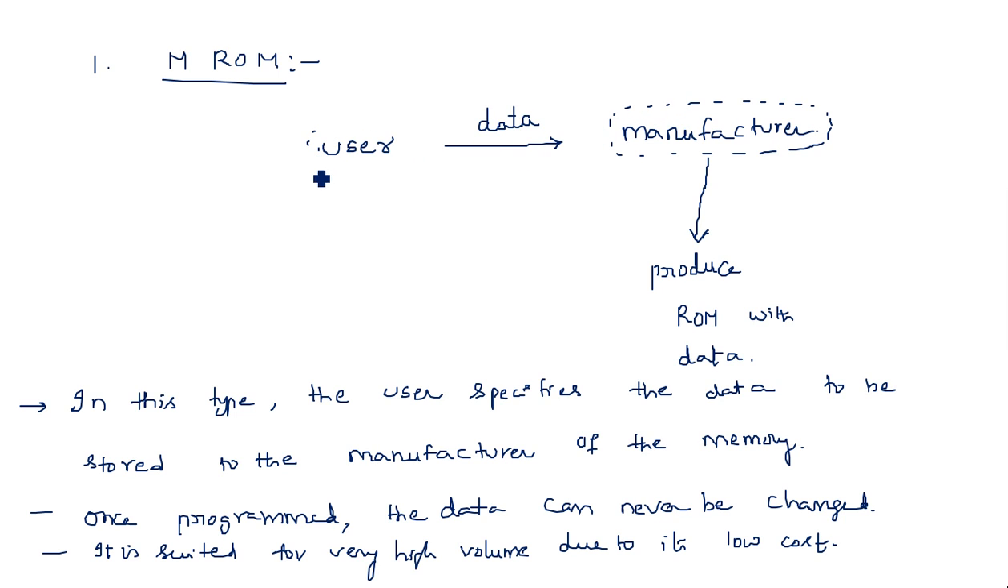Whereas the user cannot dump the data. Understand the difference. The user will give the data to the manufacturer so that the manufacturer dumps this data and produces a ROM device. Later, the user cannot have any chance to dump the data.